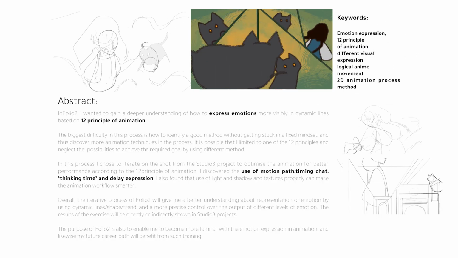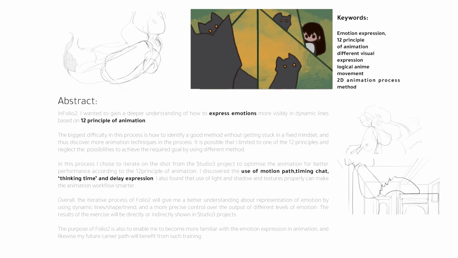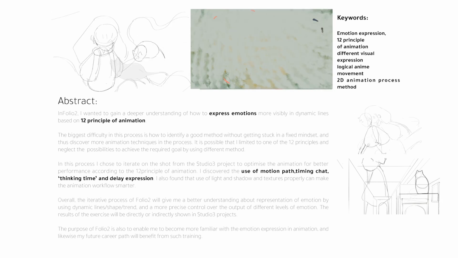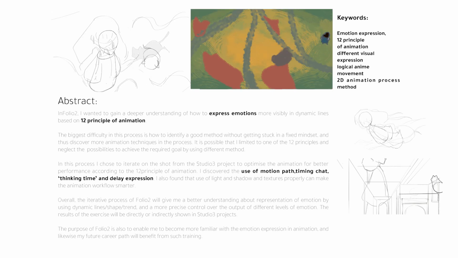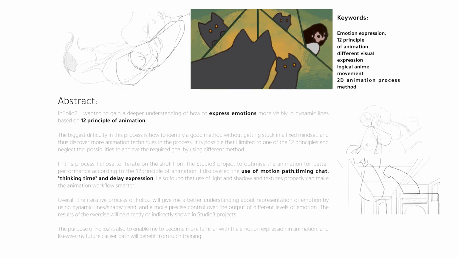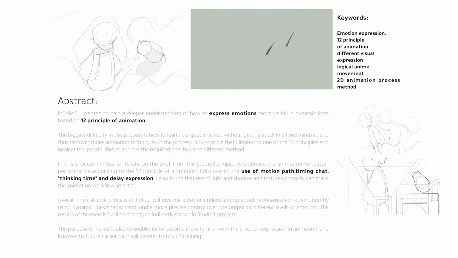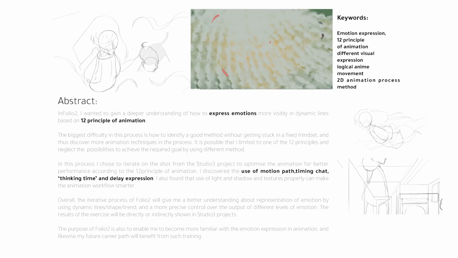In Folio2, I wanted to gain a deeper understanding of how to express emotions more visibly in dynamic lines based on the 12 principles of animation. The biggest difficulty in the process is how to identify a good method without getting stuck in a fixed mindset, and thus discover more animation techniques in the process. It is possible that I limited myself to one of the 12 principles and neglected the possibility of achieving the required goal by using different methods.